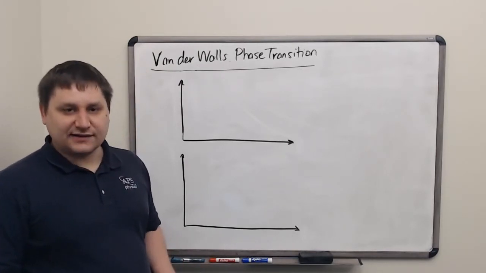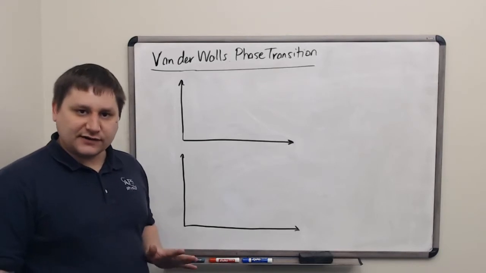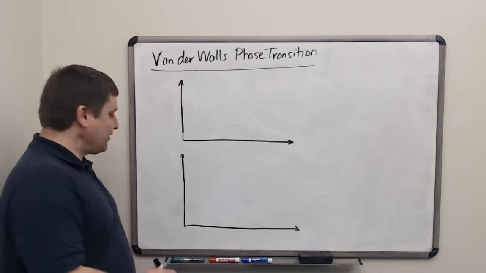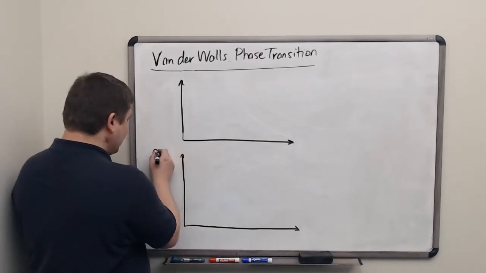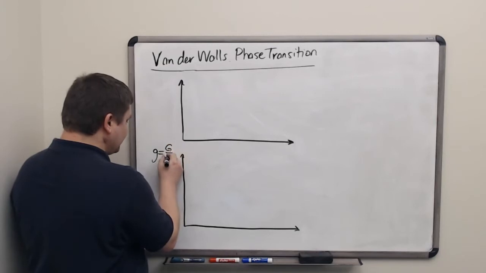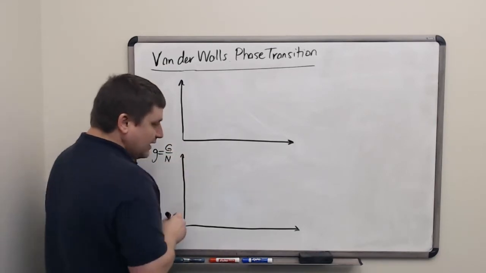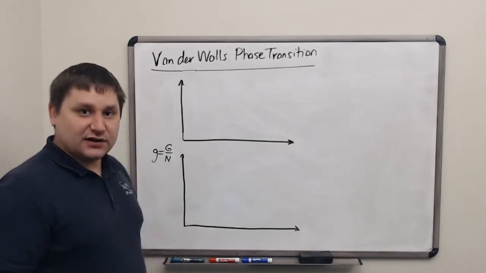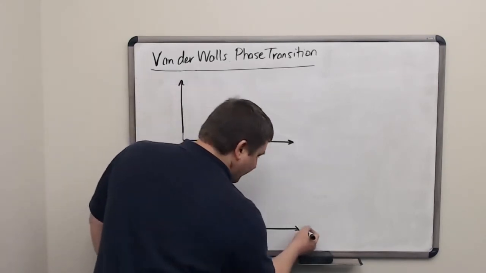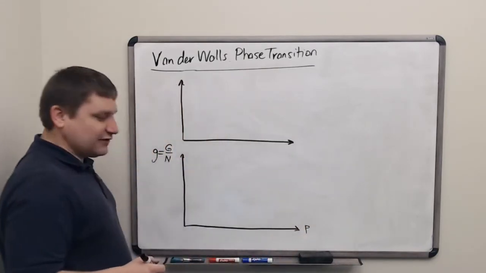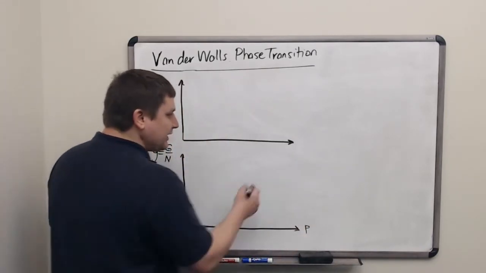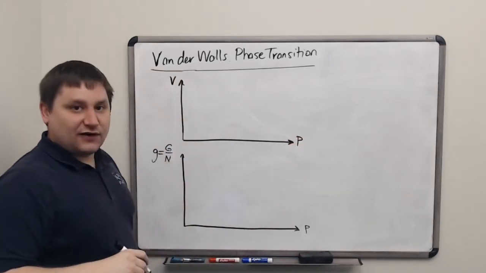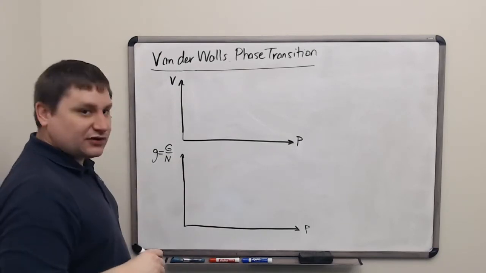I've got two axes set up here, and what I want to draw first is how the Gibbs free energy would behave for a van der Waals gas. So on the bottom graph, let's depict the reduced Gibbs free energy, which will be G over N. Now remember that the Gibbs free energy is a function of temperature and a function of pressure. So in order to draw any real conclusions from this, I need to plot the Gibbs free energy versus pressure. To have the graphs match up, I'll also plot the van der Waals isotherm in terms of pressure versus volume.